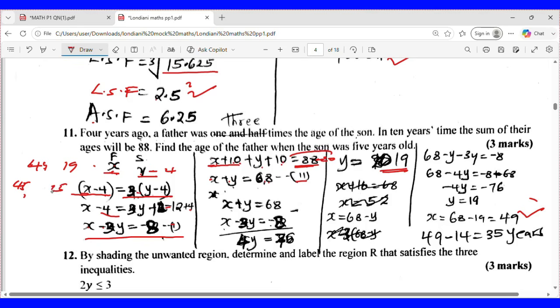Can you see that the father 4 years ago was 3 times the son's age? So when you multiply 3 by 15, the answer is 45. That means it is perfectly okay. But the question asks, find the age of the father when the son was 5 years old. So we simply subtract. The son now is 19 today, so to get to 5 years it means minus 14 years. When you subtract 14, the son will be 5 years. Also subtract 14 from the father. So the father was 35 when the son was 5 years old.